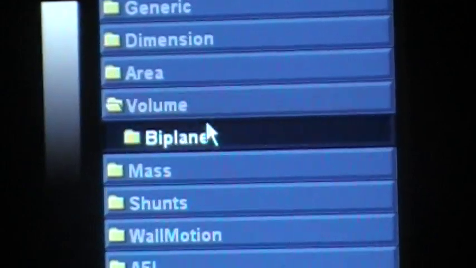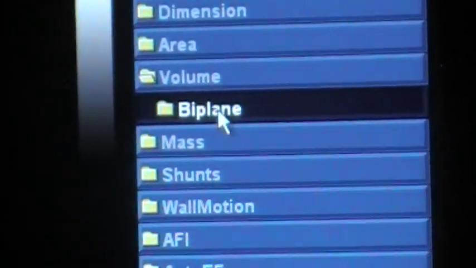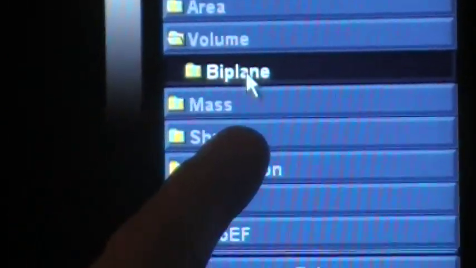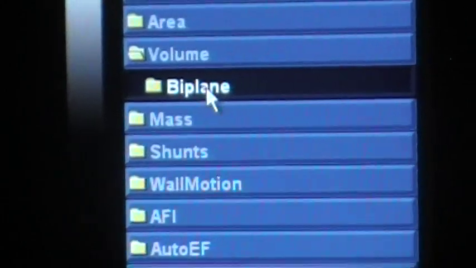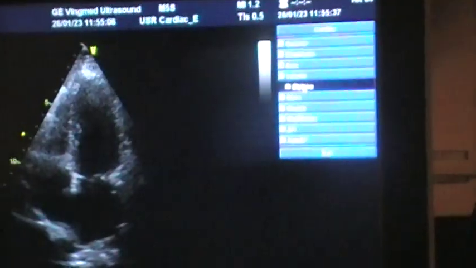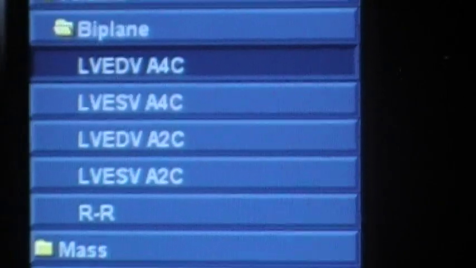Let's see, we don't have it set up, of course. Under volume, you should have one that says left atrium 4-chamber, and then one that says left atrium 2-chamber. So you would pick the one that says left atrium 4-chamber. I don't have that, so I'm going to pretend for you. We're going to pretend this is a left atrium 4-chamber.